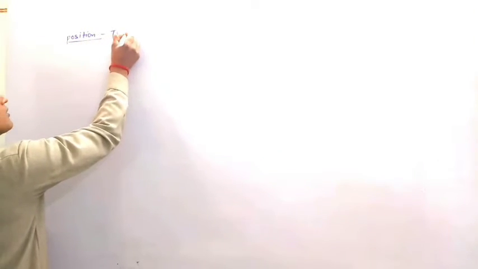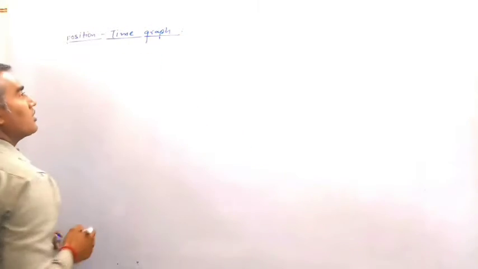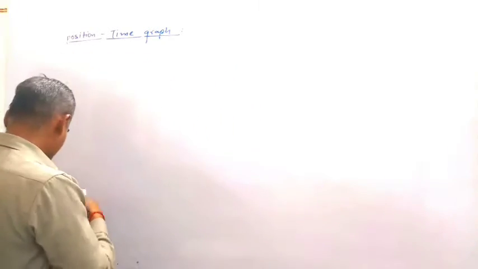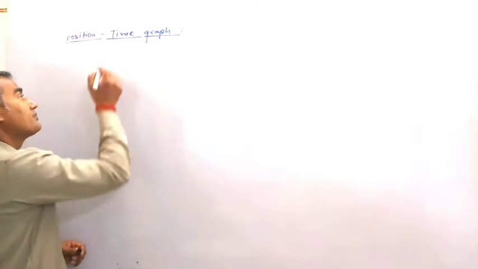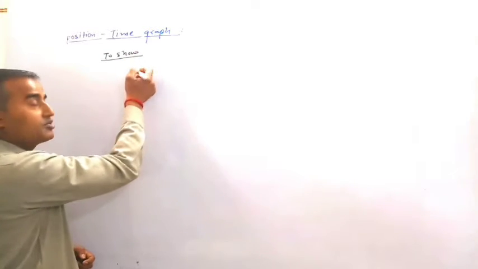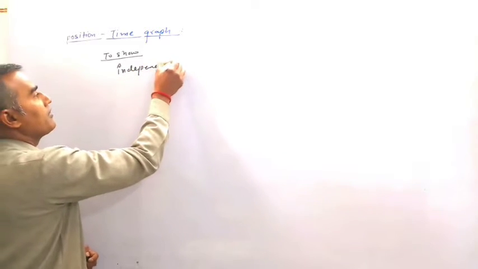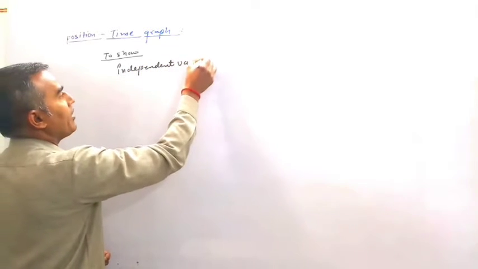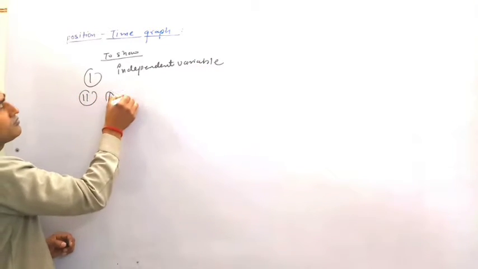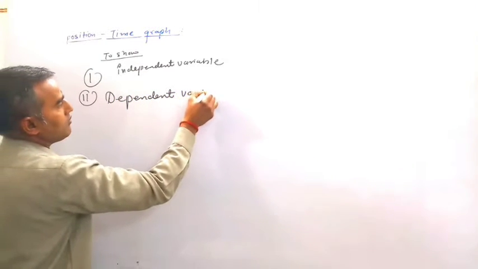Position time graph. What will be the position time graph? There are two quantities to show the motion, to represent the motion. Independent variable. Second is dependent variable.